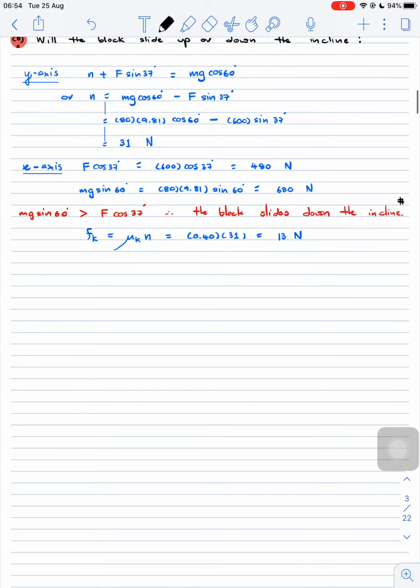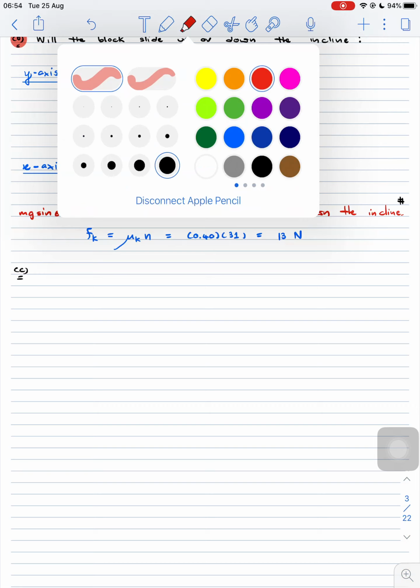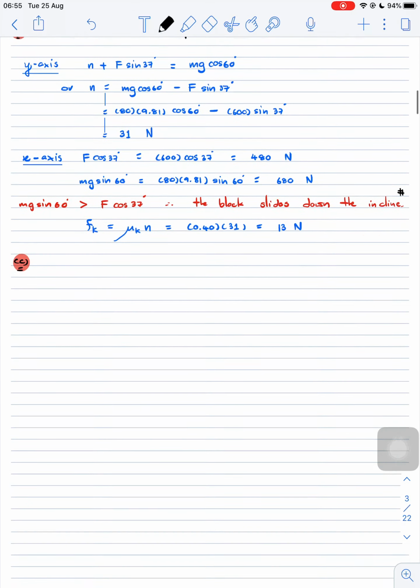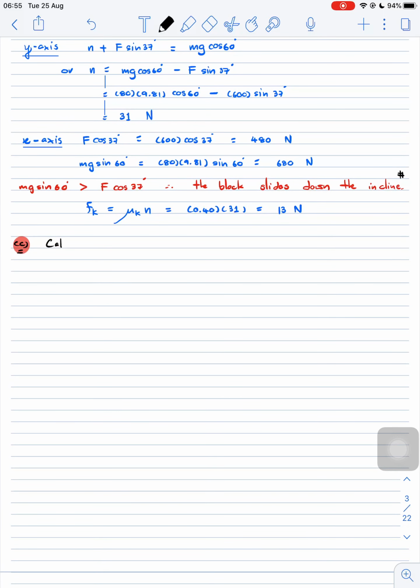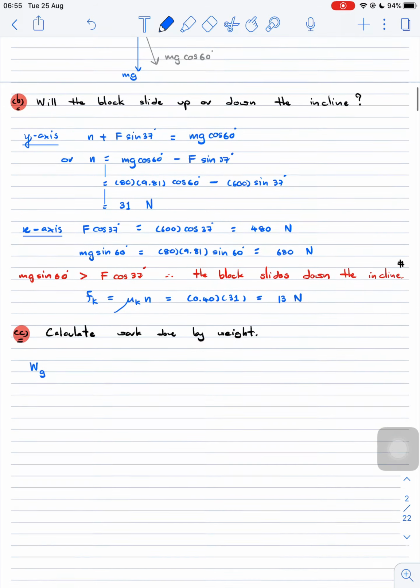Good. So now for part C. Calculate the work done by the weight. Just calculate the work done by the weight. Let me use the symbol WG. The work done by gravity or the work done by the weight, it's just the same thing.